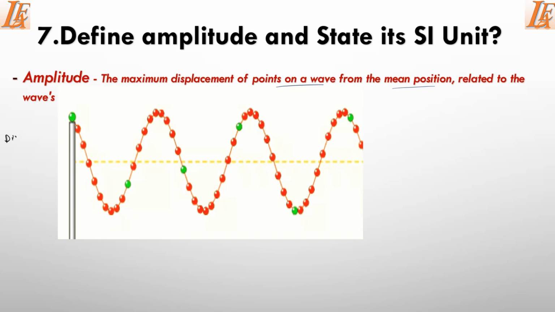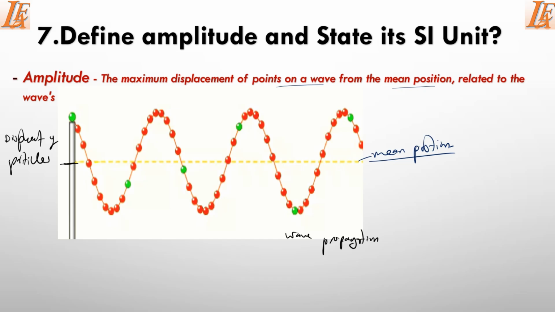So for you to identify the amplitude on this transverse wave, you have to know that this vertical axis shows the displacement of particles from the mean position, while this horizontal axis shows the wave propagation. Another thing that you need to note is that we have a yellow line here, which we call the mean position, and we measure amplitude relative to this mean position, which is marked yellow here on the screen.